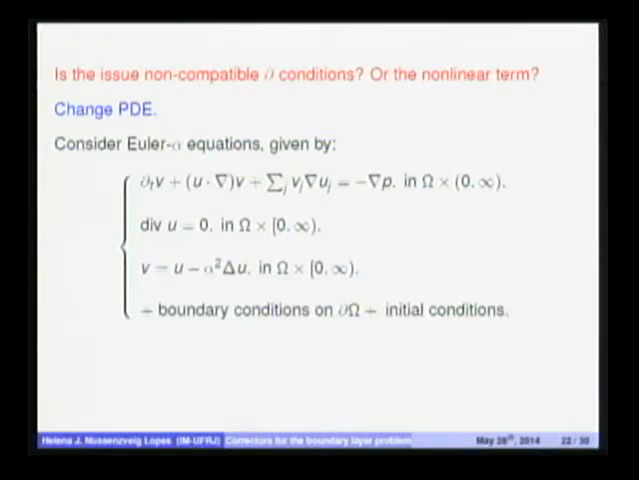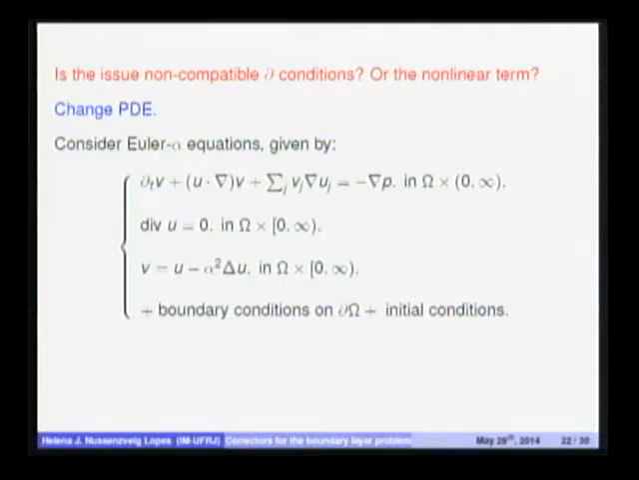So we have d/dt of v plus u dot grad v plus this weirdo term here, the sum over j of v_j gradient of u_j, is minus the gradient of pressure. u is divergence free, and v is u minus alpha squared Laplacian of u. So this is the object that is being evolved here, but it's evolved by this velocity u.